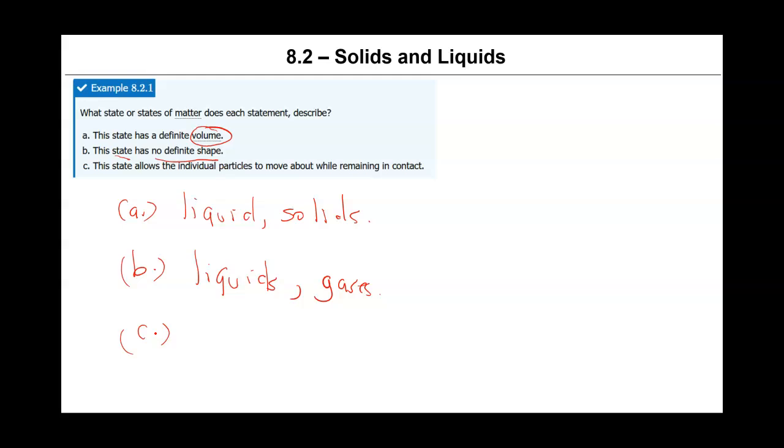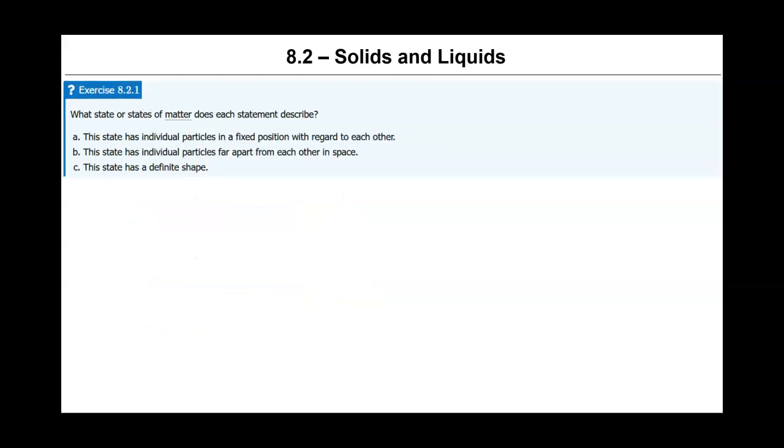Those things just adapt to the shape of the container that they are placed in. And C, it says this state allows the individual particles to move about while remaining in contact. Well, there are two states of matter in which the particles are in contact, solid and liquid, but only in the liquid are the particles able to move about. So this statement is referring to the liquid state.